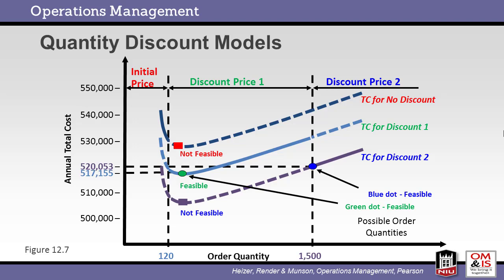Finally, we look at the total cost curve for discount 2. Again, the EOQ falls outside of the valid range, and the lowest point of the curve is at the border when it crosses the 1,500 unit vertical. At this point, the total cost is $520,053. Comparing the results from the three curves, we see that the lowest total cost is $517,155, implementing discount 1.